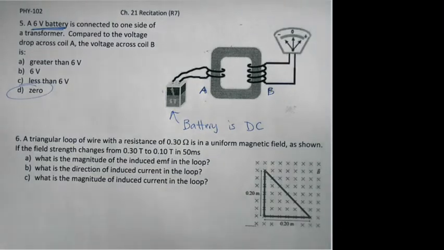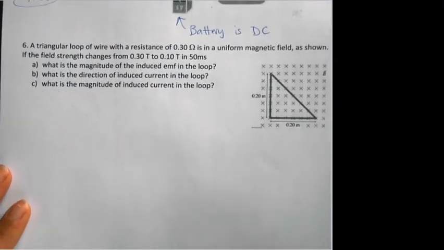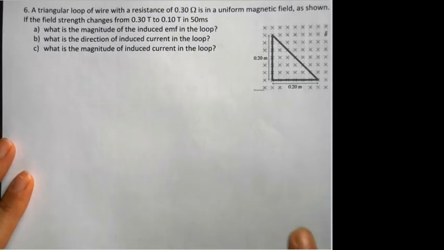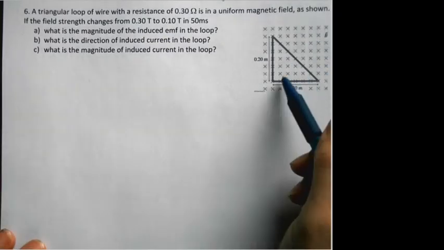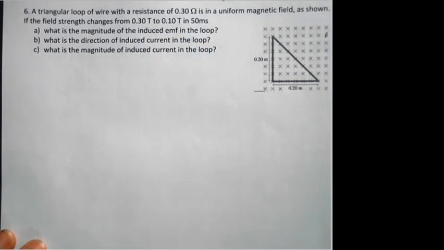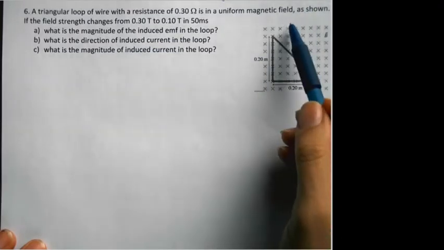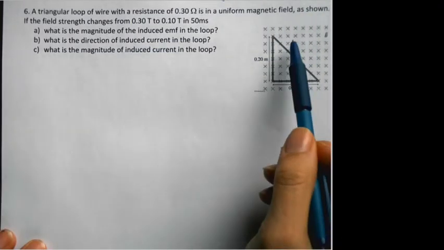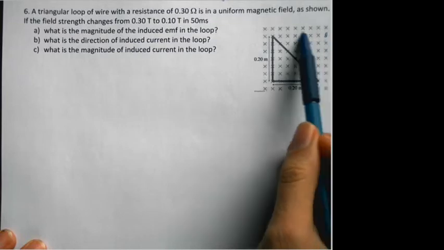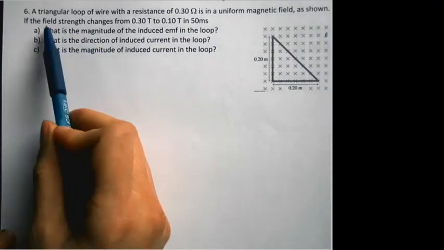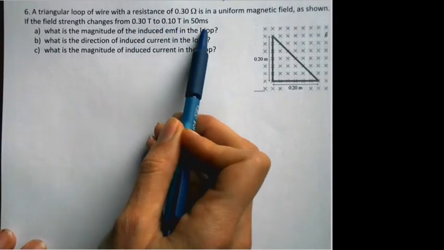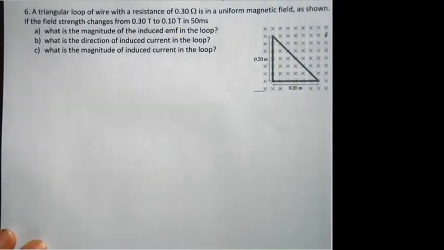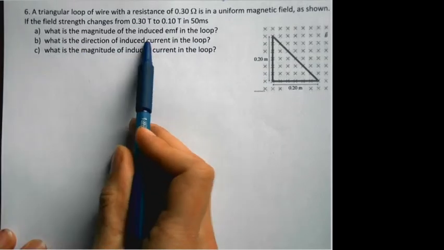Okay, and last but certainly not least is one long Faraday and Lenz's law problem. So I have a triangular loop of wire that has a resistance of 0.3 ohms. It's in a uniform magnetic field, which is pointing into the page. But the field strength is going to change from 0.3 Teslas to 0.1 Tesla in 50 milliseconds. We want to figure out the magnitude of the induced EMF in the loop.